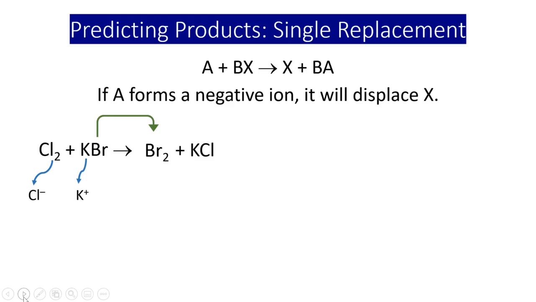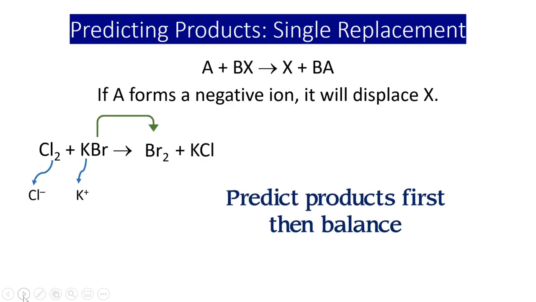Now, neither of these 2 equations is balanced. That's because the first thing you want to do is predict the products. Then you are going to balance the equations. It's very important that you do this for every type of reaction that you are going to predict the products for. You predict the products first. You make real molecules or ionic compounds. Then you balance the equation.